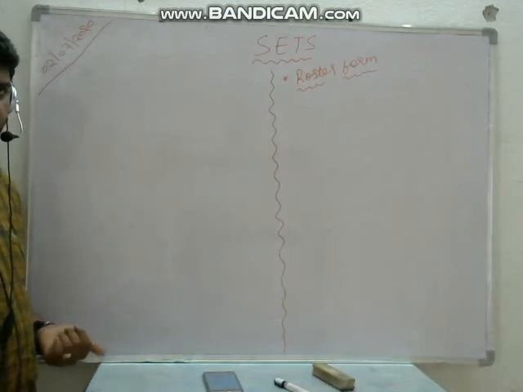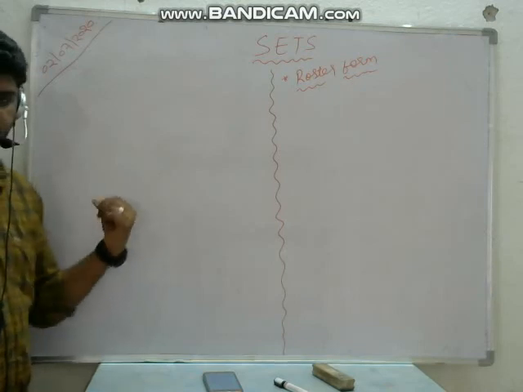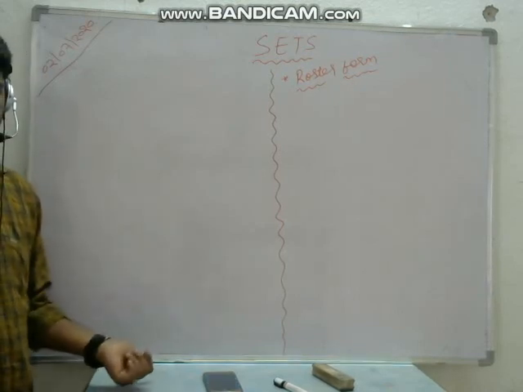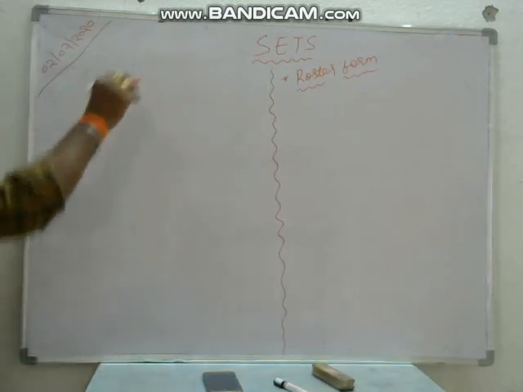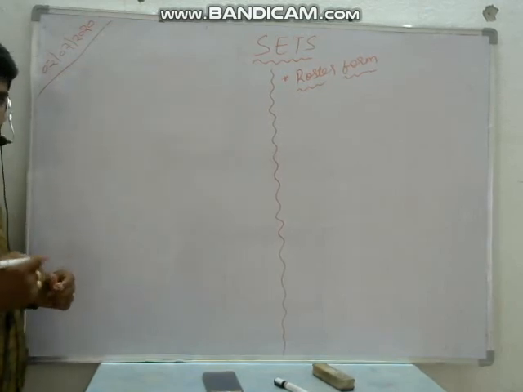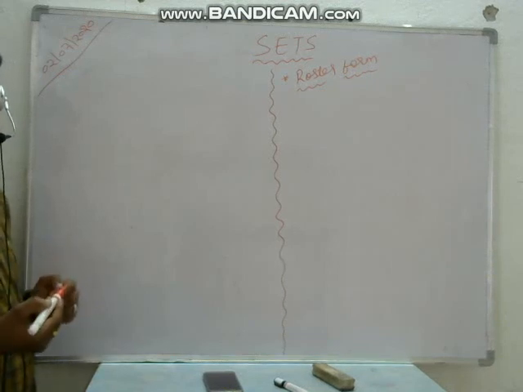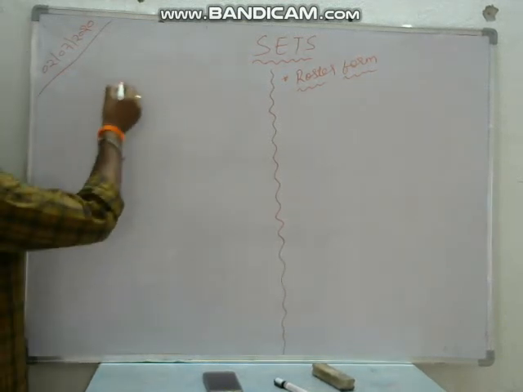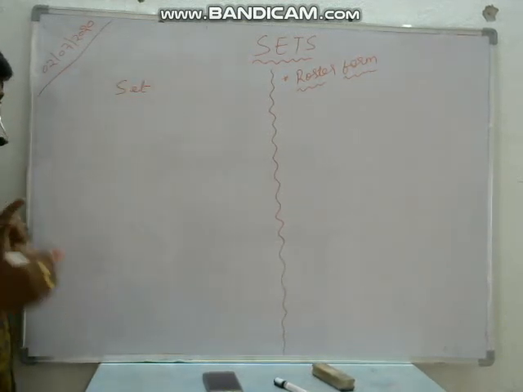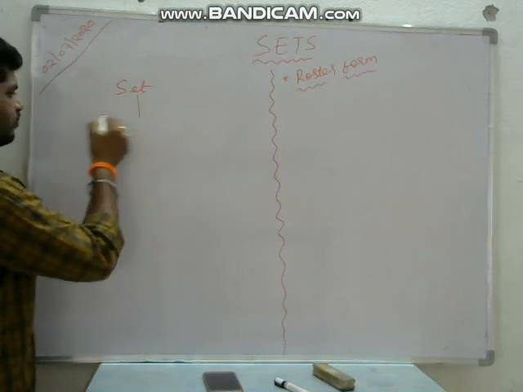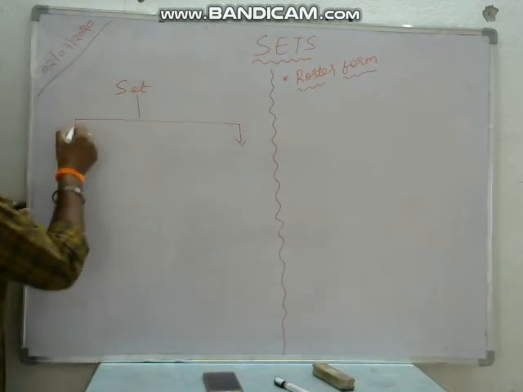Hi class, we'll continue the class of previous topic, that is sets. In previous class we have discussed what is set, definition of set and examples of set and some rules to write set. Now set can be represented in two forms. We can write a set in two forms.